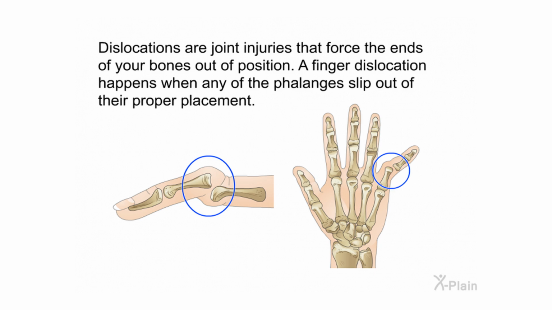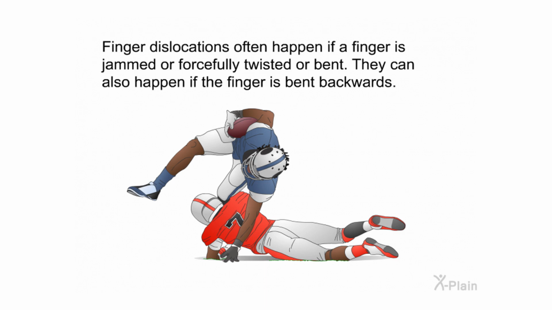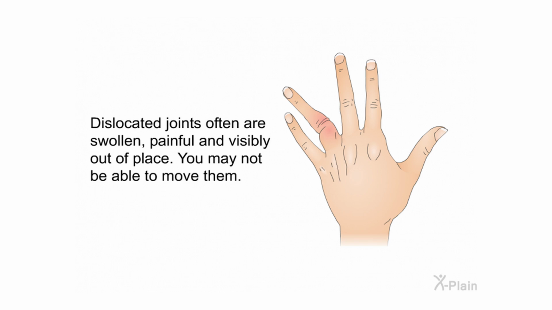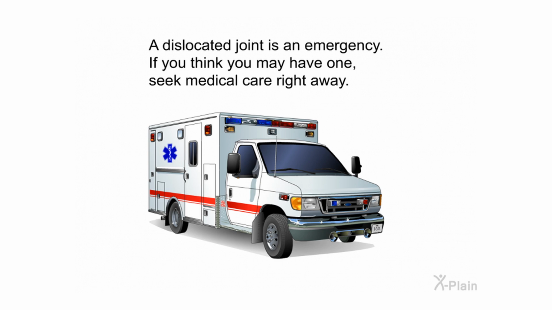Dislocations are joint injuries that force the ends of your bones out of position. A finger dislocation happens when any of the phalanges slip out of their proper placement. Finger dislocations often happen if a finger is jammed or forcefully twisted or bent. They can also happen if the finger is bent backwards. Dislocated joints often are swollen, painful, and visibly out of place. You may not be able to move them. A dislocated joint is an emergency. If you think you may have one, seek medical care right away.